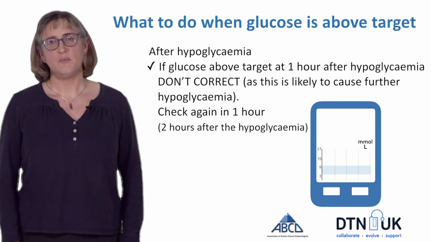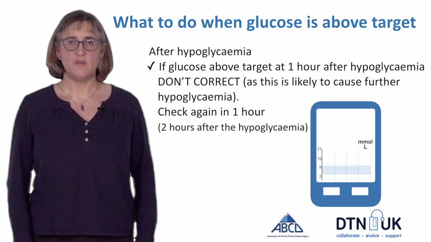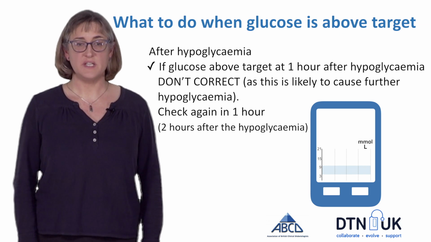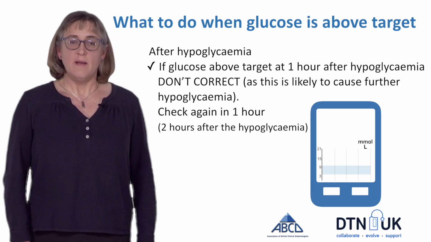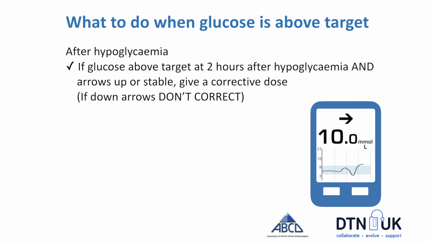The other time that we find that people's glucose levels are above target is after treating hypoglycaemia. If your glucose level is above target at 2 hours after hypoglycaemia and the arrows show that you've got a stable glucose or it's going up, then you can give a corrective dose. If your glucose level is falling, don't give any extra insulin.